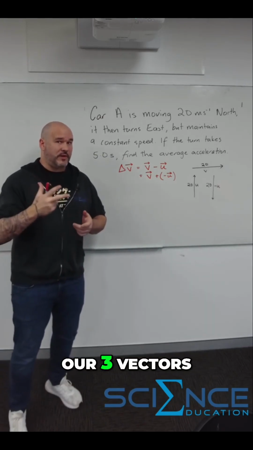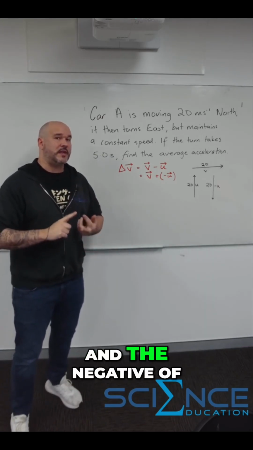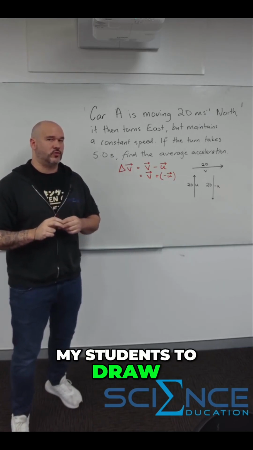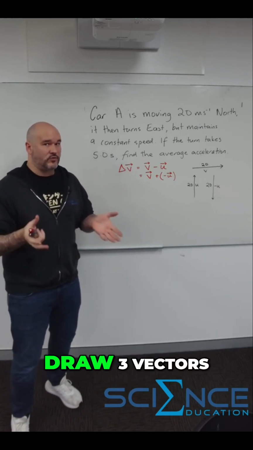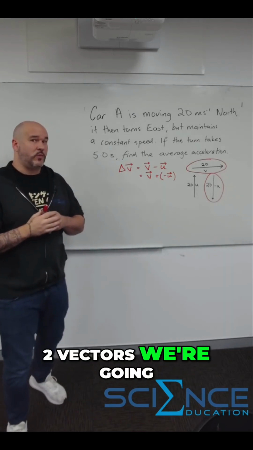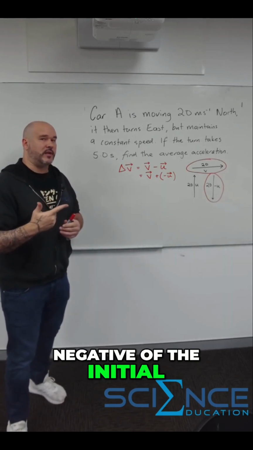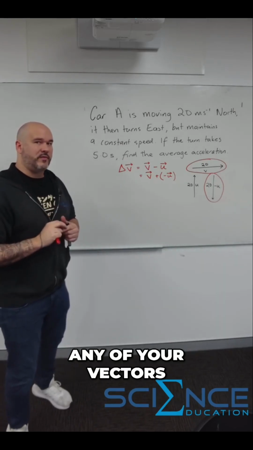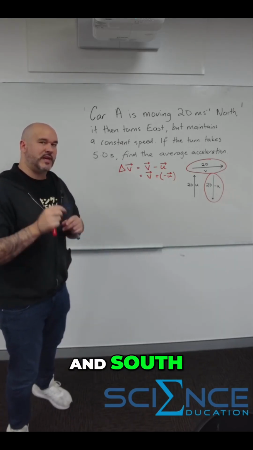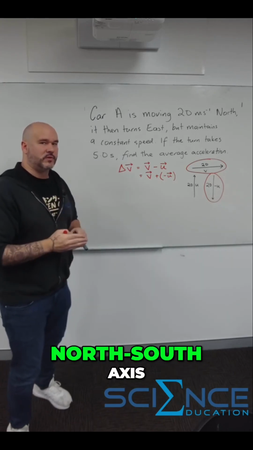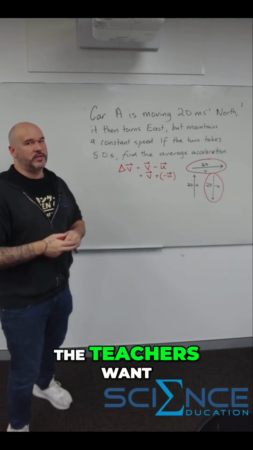So now we have our three vectors, the final, the initial, and the negative of the initial. To be honest, we only need two of the three, but I always get my students to draw all three, just so they know if they draw three vectors, then they're on the way to solving the problem. So these are the two vectors we're going to use, the final and the negative of the initial. Now let's do our vector sum. Little pro tip here, if any of your vectors are already perfectly north and south, draw those vectors first, because when you measure the angle, it's then from the north-south axis, which is usually what the teachers want.